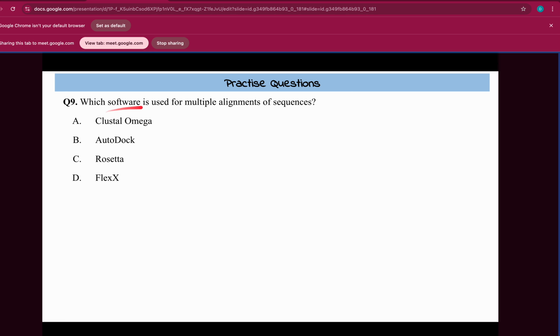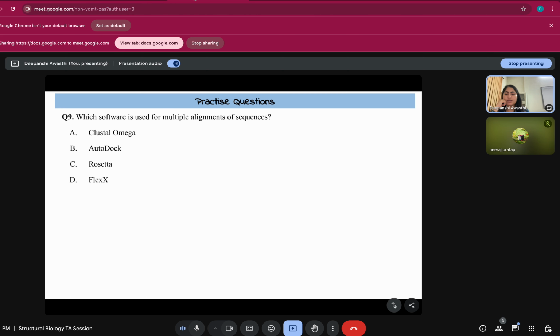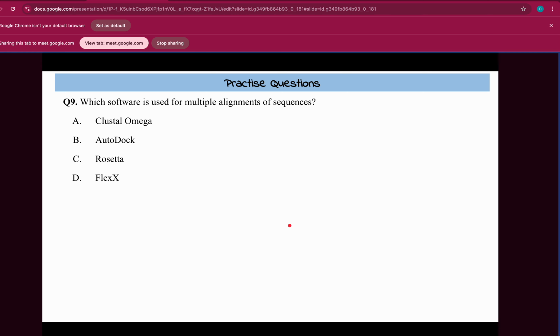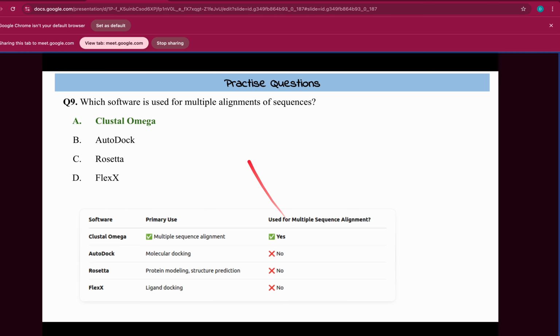Next question is, which software is used for multiple alignment of sequences? Option A, Clustal Omega, option B, Autodock, option C, Rosetta, and option D is FlexX. Okay, so for multiple alignment, we generally use Clustal Omega. Autodock is used for the molecular docking, Rosetta is used for structure prediction, and FlexX is used for ligand docking. So the right answer is option A, Clustal Omega.